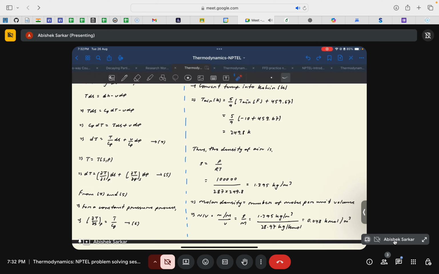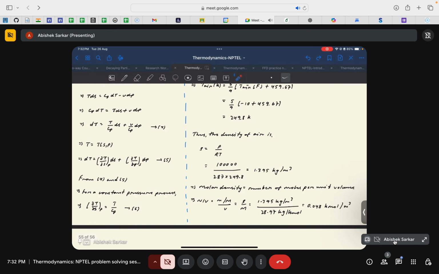So the molar density is given as number of moles per unit volume. So number of moles N is small m by capital M, so N by V is m by V divided by M, and m by V is again your density rho, so rho by M. So rho is 1.395 kg per meter cube, and molecular weight is 28.97 for air. So from that you get the molar density, that is capital N by V, to be equal to 0.048 kilomole per meter cube.